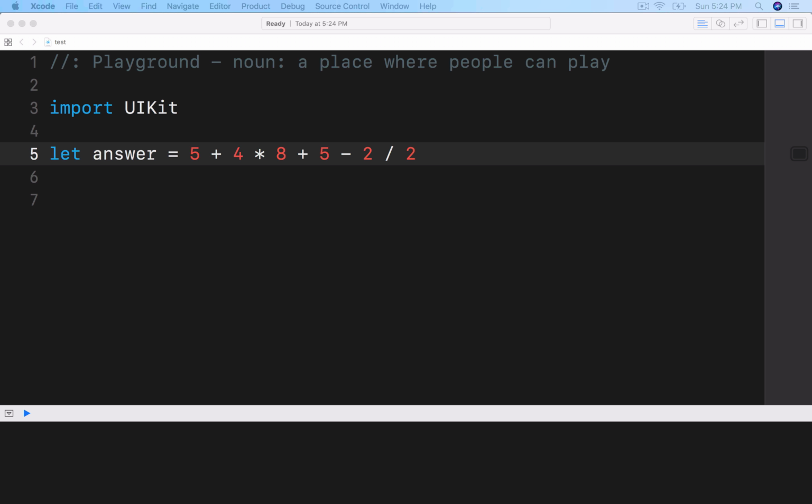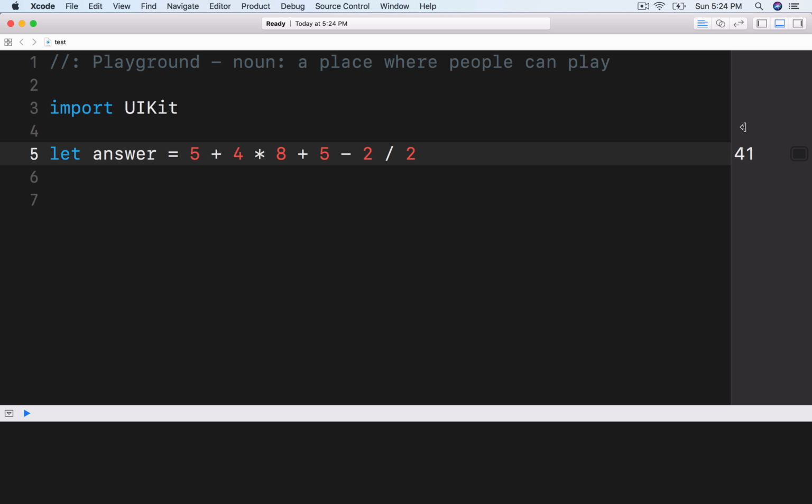If you're not really up on math, you're going to just be doing stuff from left to right. So 5 plus 4 is equal to 9, times 8 is 72, plus 5, so that's 77, minus 2, which is 75. 75 divided by 2 is what? 37.5. But again, it's going to be 37 because we're dealing with ints, right? But the answer is actually 41.